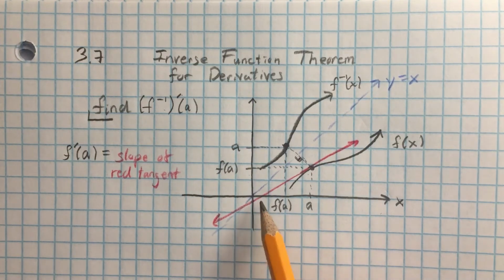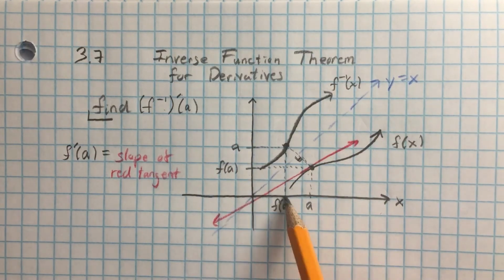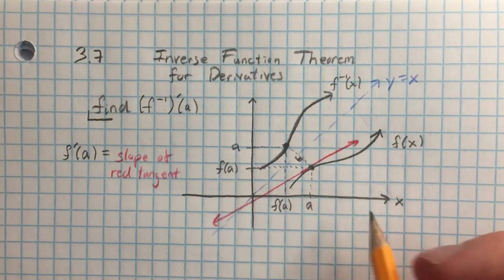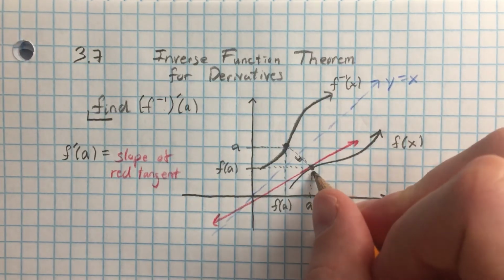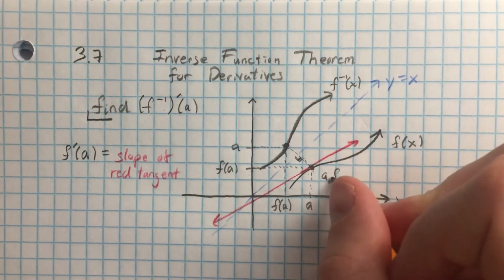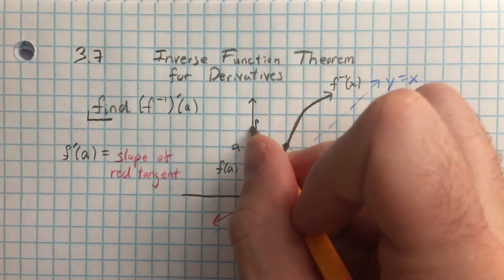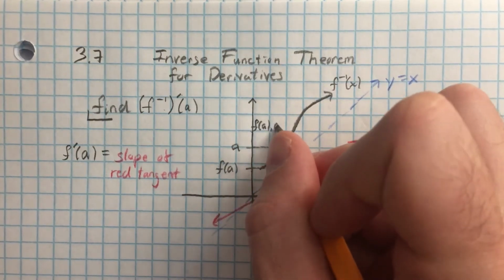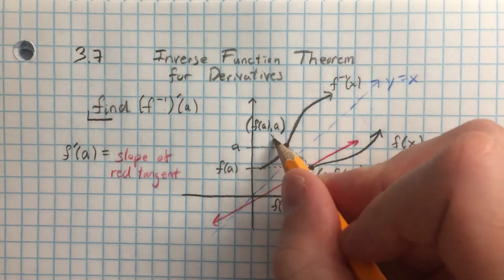So this distance here to a is the same as this distance here to a, and this distance here to f of a is the same as the one here, f of a. The only difference is the order in which you write the points. This is a comma f of a, and this is f of a comma a. I'll just write that here. That's that point. And the one over here is the exact reverse of those coordinates, looking something like that. That's that point there.